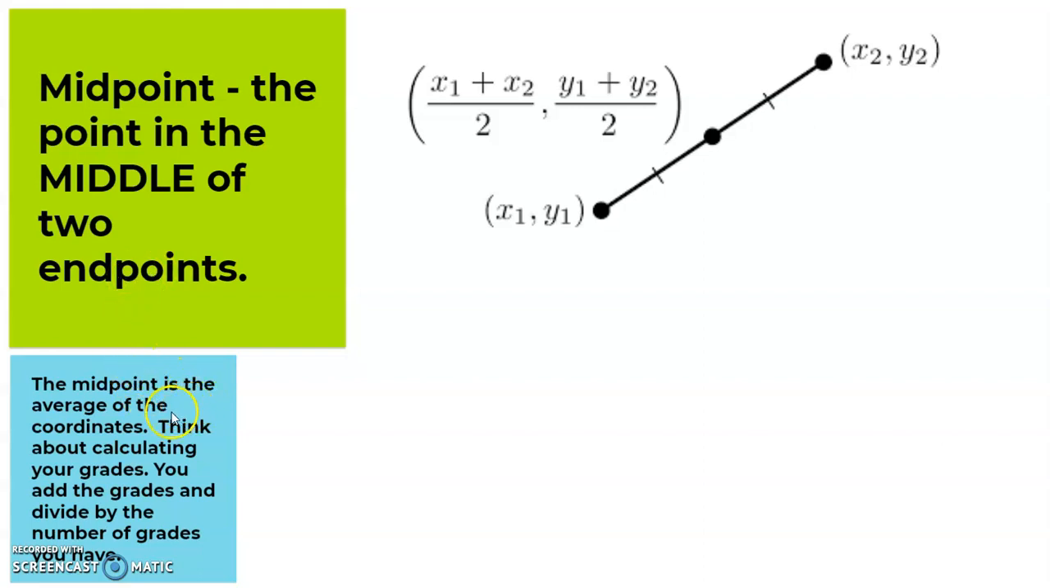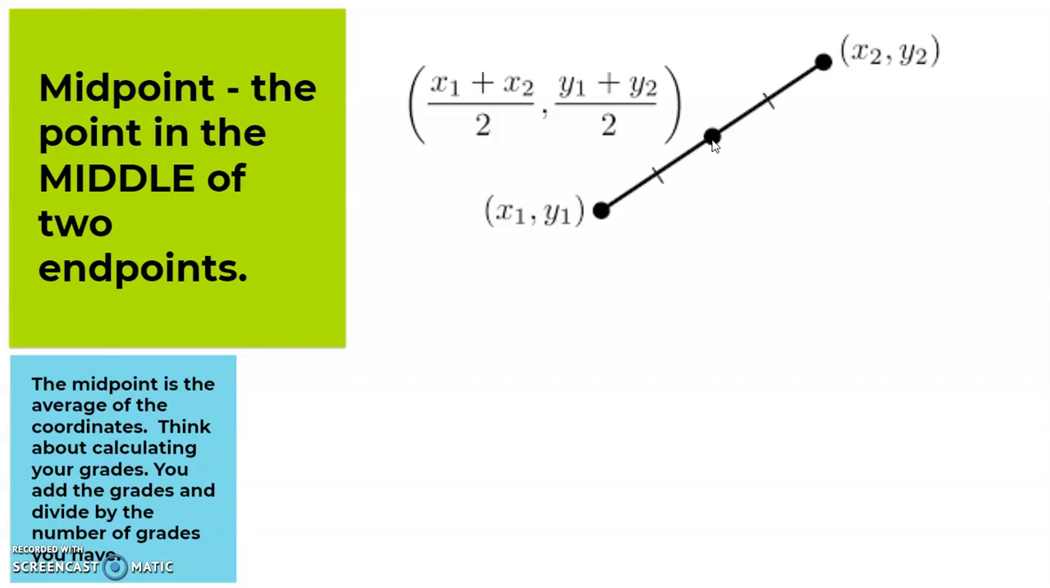So the midpoint is the average of the coordinates. So what you can see here is we're adding x1 and x2. We have 2 points. We're going to divide them by 2. And then we have 2 y coordinates, y1 and y2. And we're going to add those up and divide by 2. And that's an average. If we're finding the middle, that's how we're going to find the location of that point.